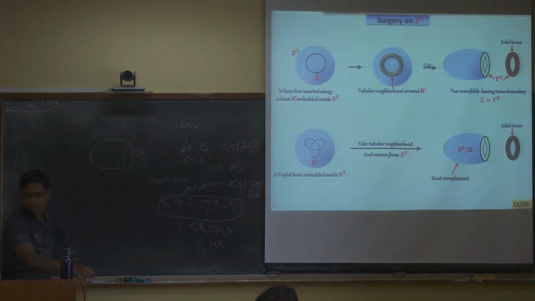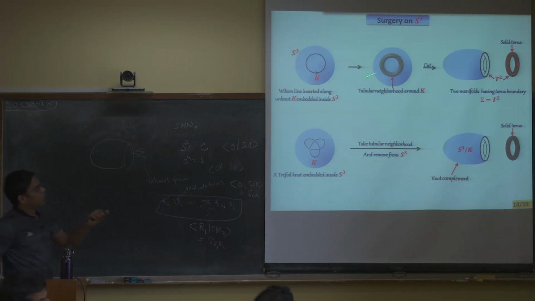Again, this is the surgery on S3. We take a knot, or an unknot in this S3, and take a tubular neighborhood. Let me make sure I'm understanding the concept. The way I would think of it is you take the knot that you want and do the surgery that is required to make it a bunch of Wilson lines on an S2 tensor, and then you redraw it. Yes.